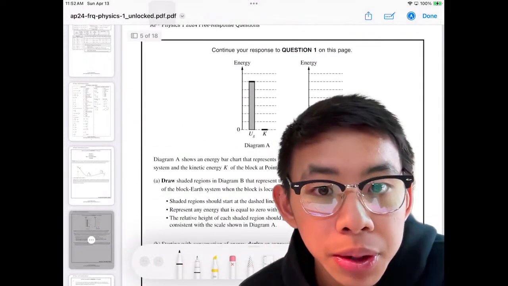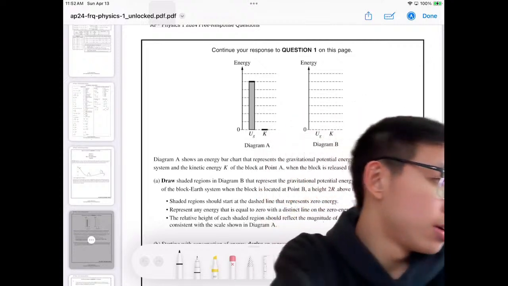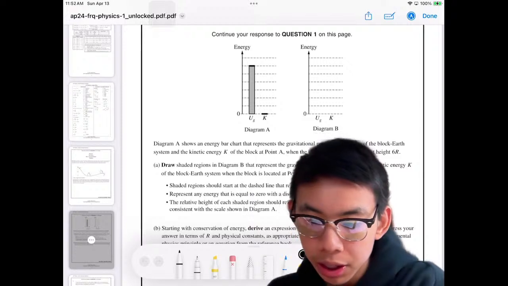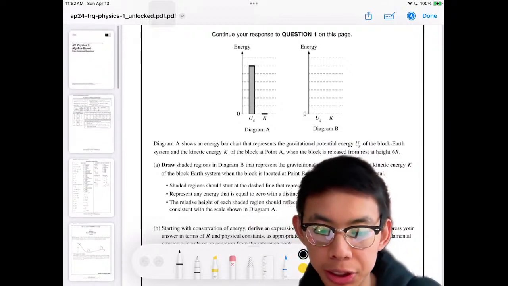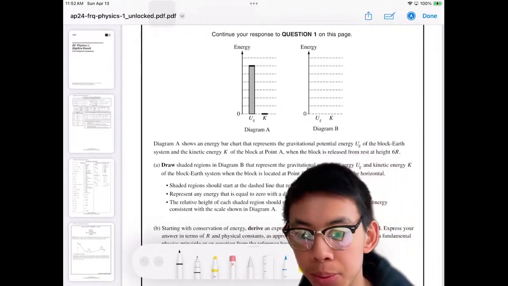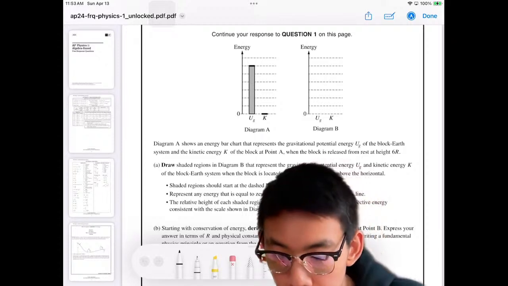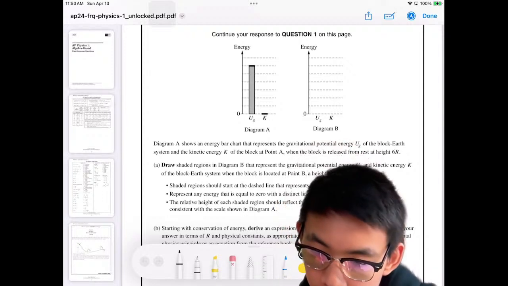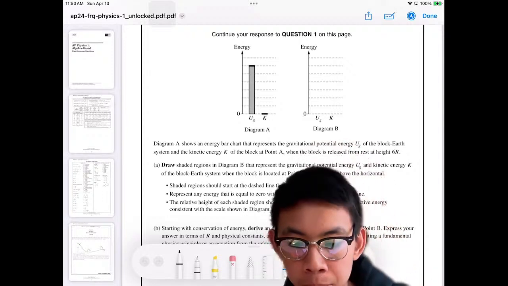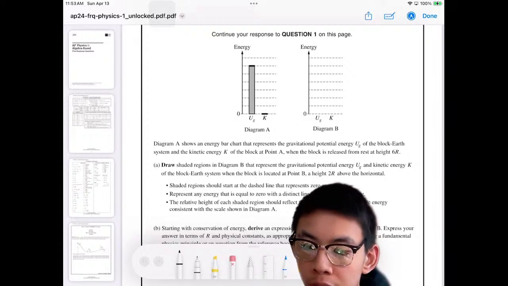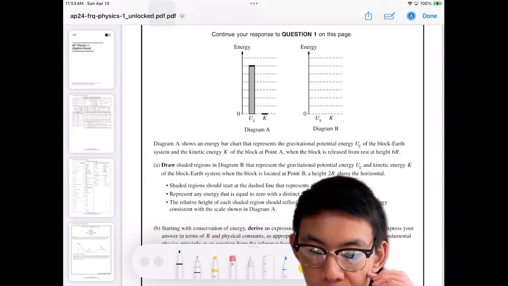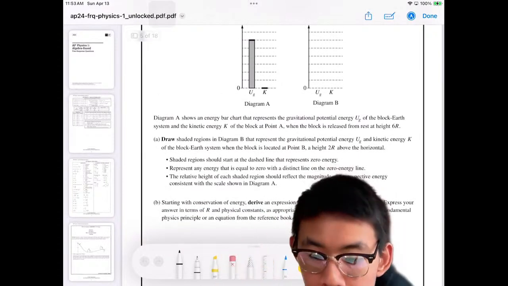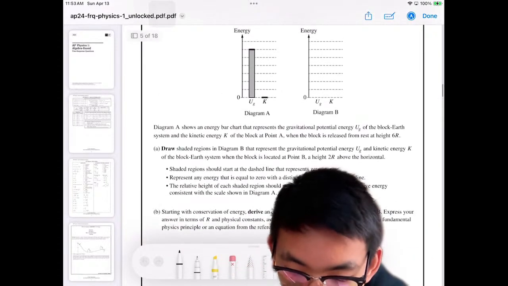We do an energy bar diagram. Diagram A shows an energy bar chart that represents the gravitational potential energy UG of the block-Earth system and the kinetic energy K of the block at point A when the block is released from rest at a height 6r. Draw shaded regions on diagram B that represent the gravitational potential energy UG and the kinetic energy of the block-Earth system when the block is released from point B, a height of 2r above the horizontal.